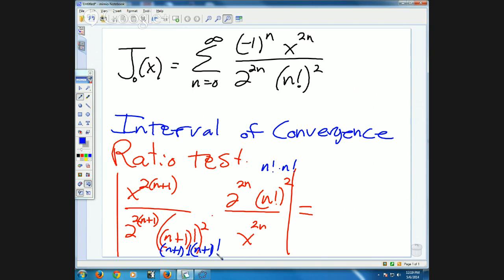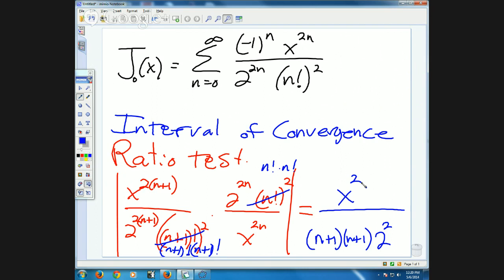So other stuff, let's see. Here's what I think I'm left with. In the denominator, I'm going to get an n plus 1 times an n plus 1. Otherwise, there's nothing left of the n factorials in the top. So these guys are dealt with. As far as the 2's go, I believe I have a 2 squared left in the bottom. And I believe I have an x squared left in the top.